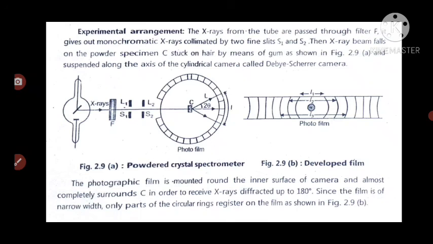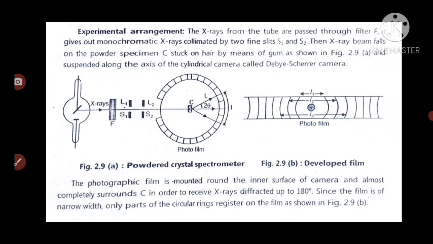Here it is shown how the film is developed. This photographic film is mounted on the inner surface of the camera, almost completely surrounding C, so that X-rays diffracted up to 180 degrees are recorded. This film is of narrow width, and only part of the circular ring is registered on this film.